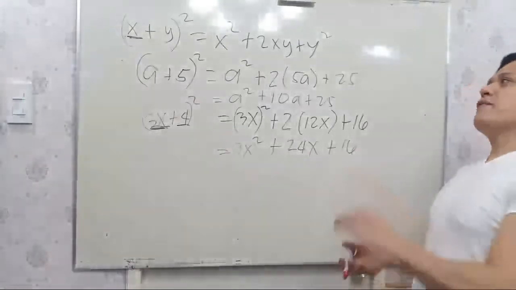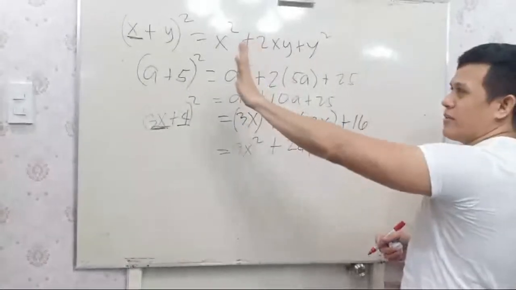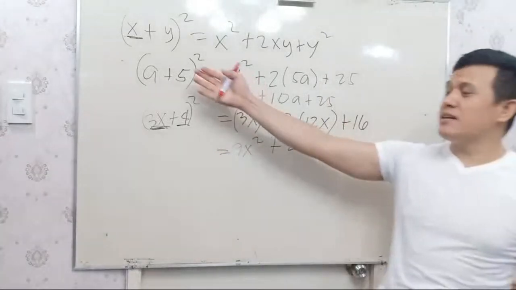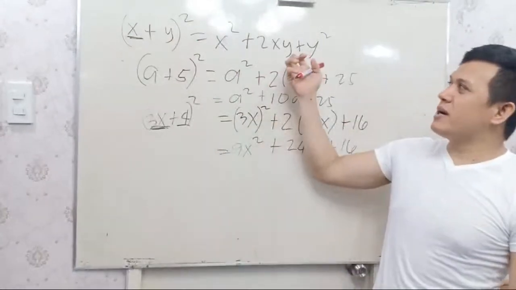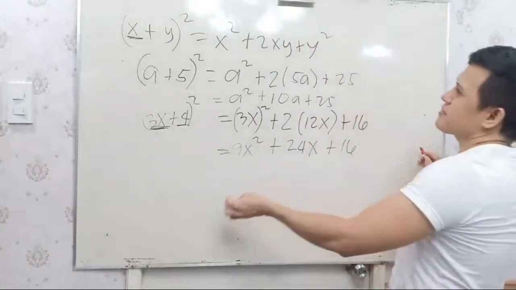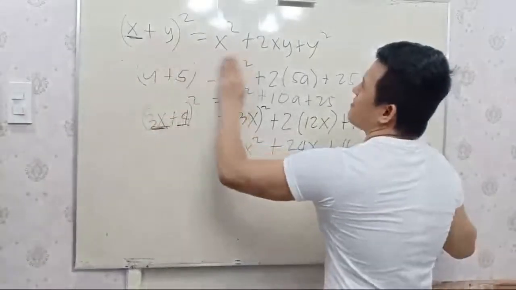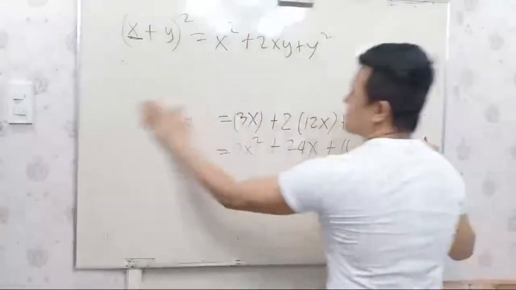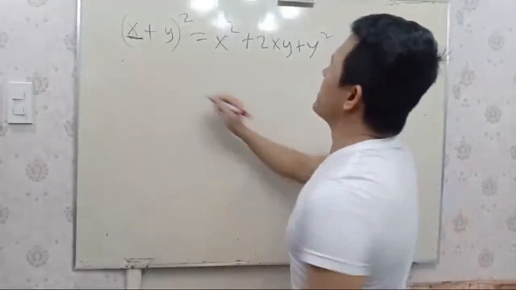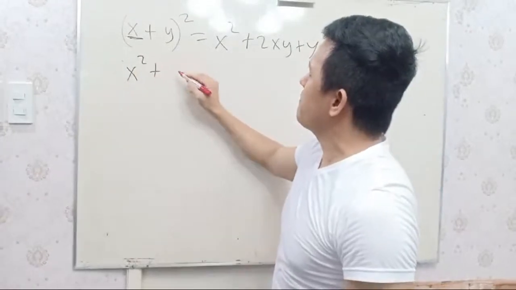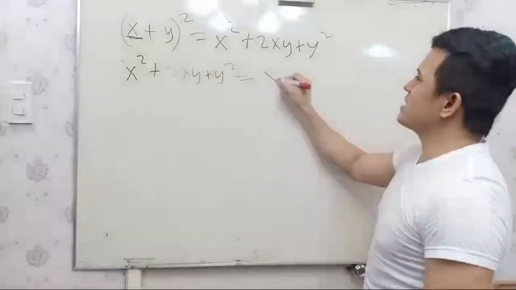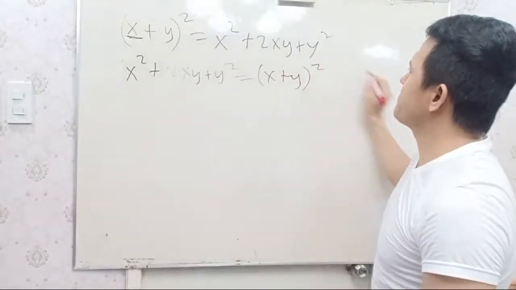Now, what if you're given this one and then you're going to work out the factored form? Okay? So, ayun siya. Baliktad. We're given the factored form and then we're going to expand. This one, we're given the expanded form and then we're going to factor it out. Okay? Example. Baliktad na siya. So we say, shall we say x squared plus 2xy plus y squared is equal to x plus y squared.